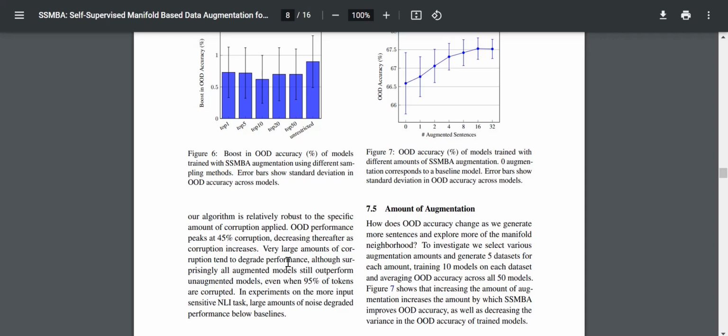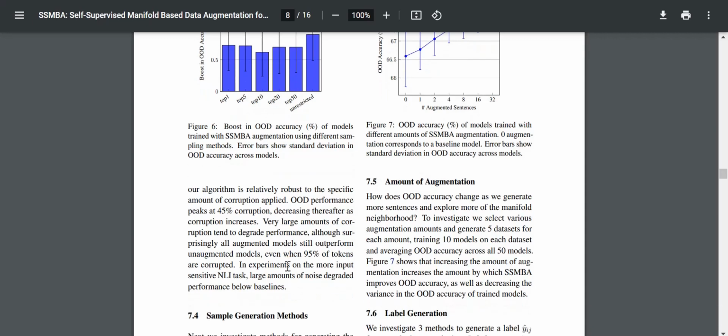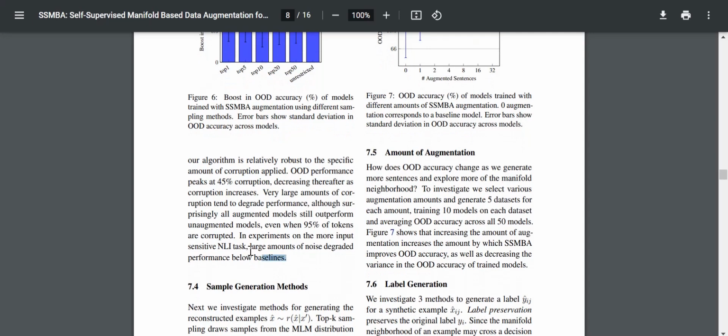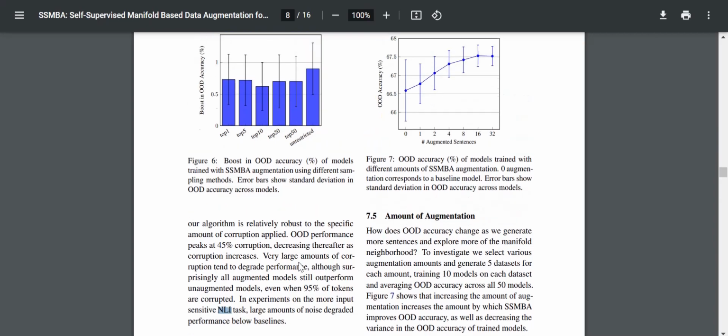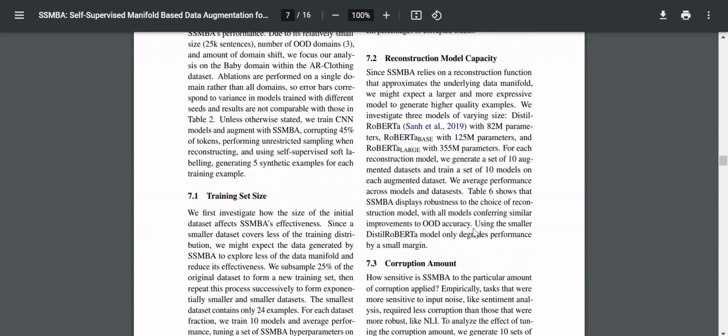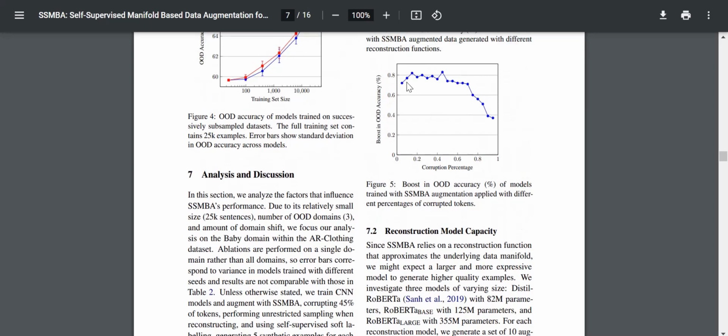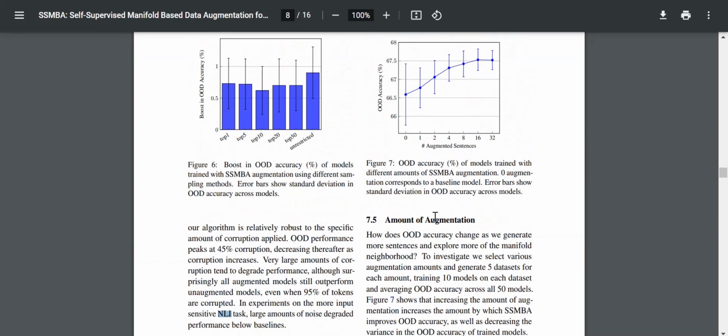Very large amounts of corruption tend to degrade performance, although surprisingly all augmented models still outperform non-augmented models even when 95% of tokens are corrupted. In experiments on the more input sensitive NLI task, large amounts of noise degraded performance below baseline, because then you might have altered words which were deciding the label and so on. So you can see how the performance drops as the corruption percentage increases, peaking around 45 to 50%.